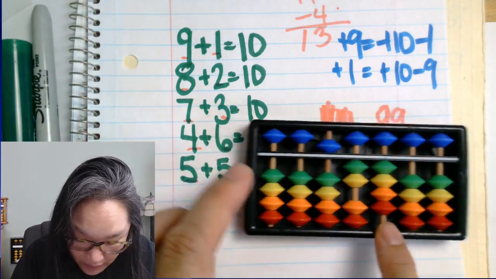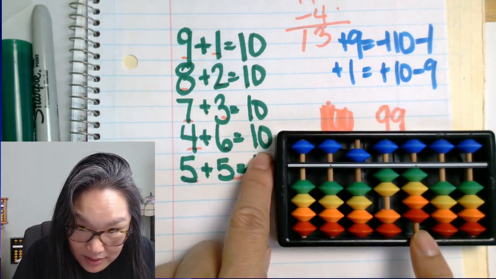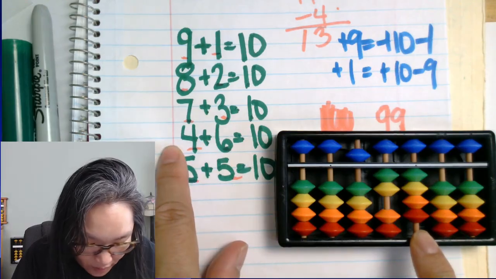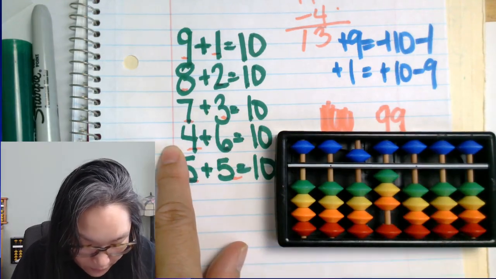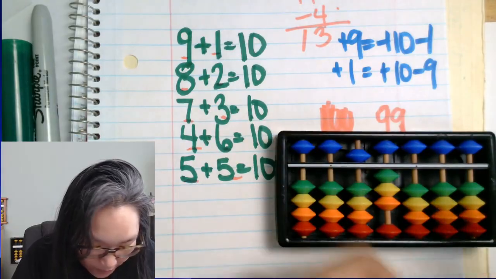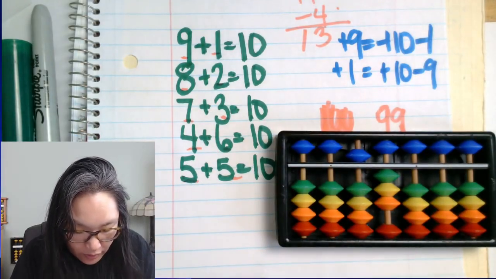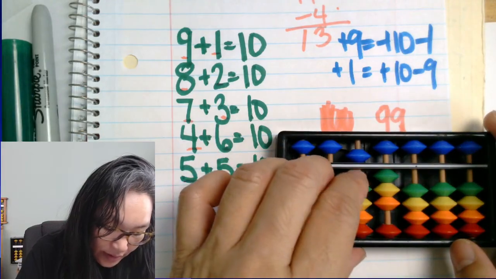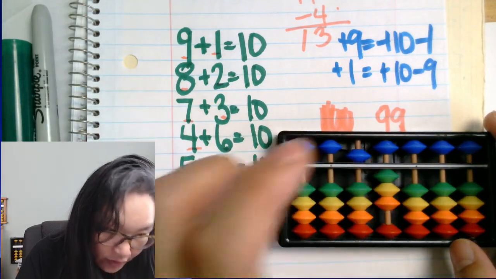Plus the 6 is plus the 10 minus the 4. I plus the 10 and I take away the 4. But see, I just move the beads. I say it out loud, but that's what I do. So my answer is 530. And that's it.